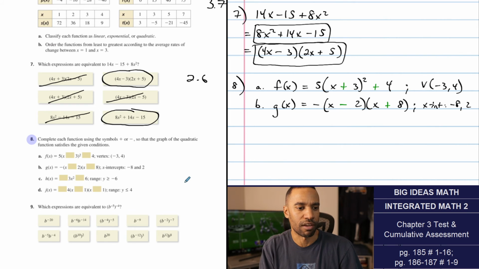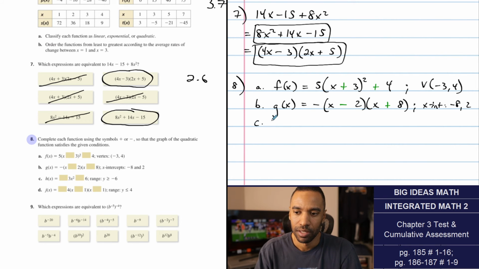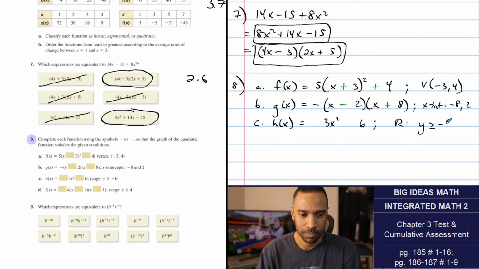This looks like out of several sections, by the way. I'm going to see what all the sections are after I do all of them. Maybe I can write them down individually. Part C, h of x equals some blank in front of the 3x squared, and then blank 6. The range y is greater than or equal to negative 6.